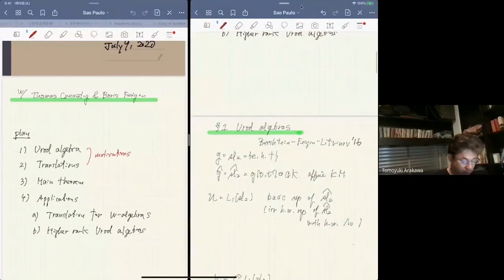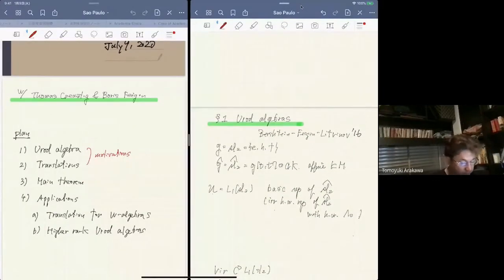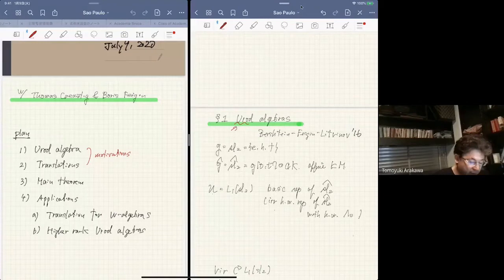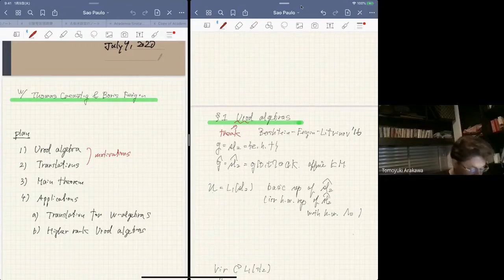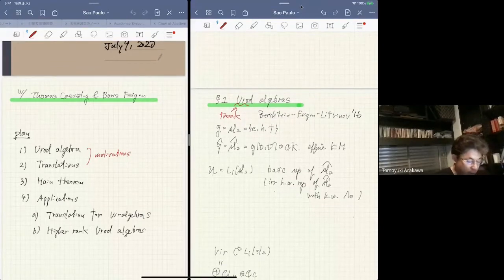Okay, so the Urod algebra was introduced by Bershtein, Feigin and Litvinov in 16, and Urod means a freak in Russian. So this is a very strange name. Let me explain what Urod is. Let G be SL2 and take a standard generator E, H and F, and then consider the corresponding affine Kac-Moody algebra.